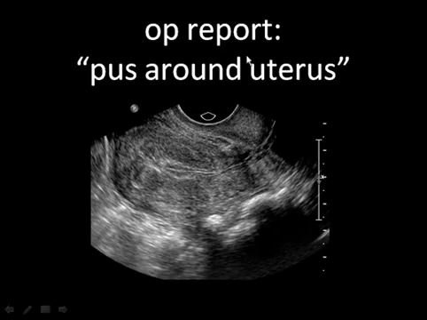Now the original report in that case described pus around the uterus, and perhaps in retrospect we may see that the uterus is a little indistinct and there may be a sliver of fluid around the uterus. This is a difficult diagnosis to make and is more commonly made in retrospect.